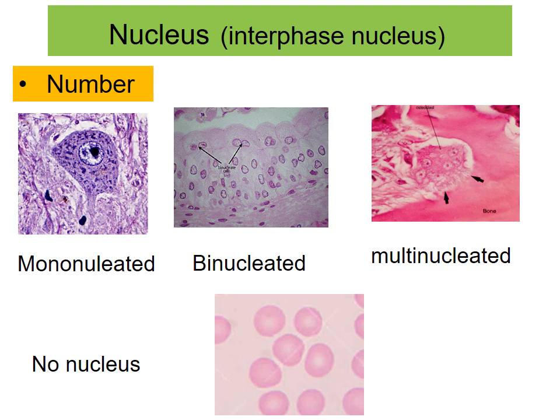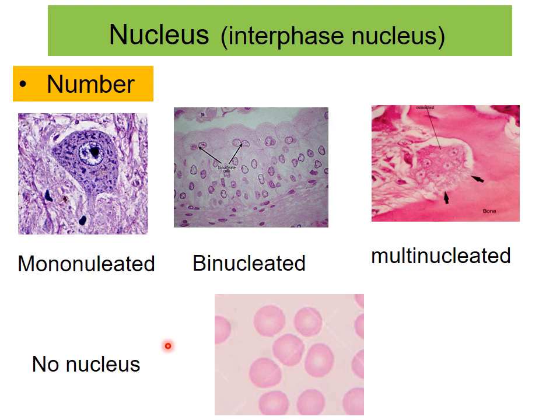First, the number. Some cells have only one nucleus, and in this case they are called mononucleated. Mono means only one nucleus. For example, this is a nerve cell, and we can see that it has only one nucleus. Also, some cells have two nuclei, and we describe these cells as being binucleated. This cell has two nuclei. Or there may be more than two nuclei, so in this case we describe the cell as being multinucleated.